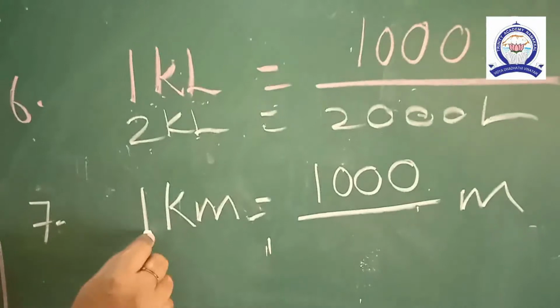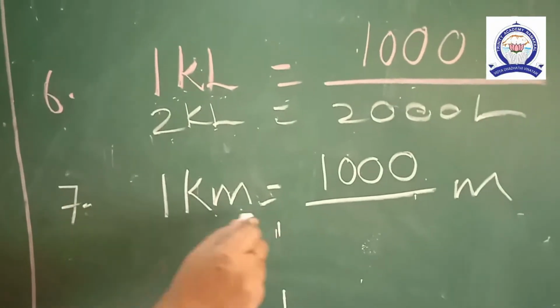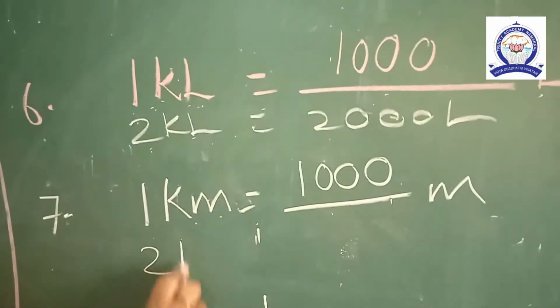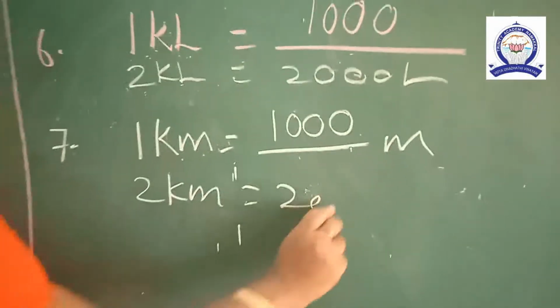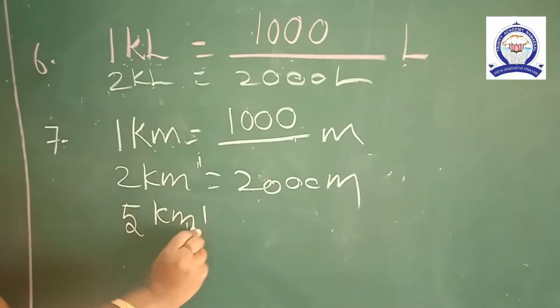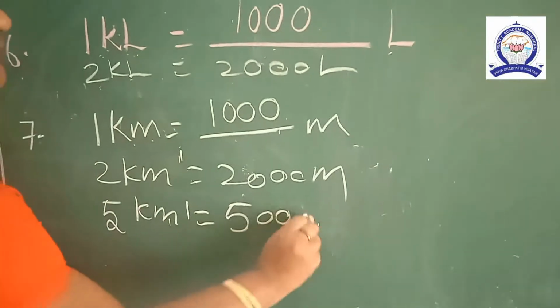Next, seventh question, 1 kilometer. 1 kilometer is equal to dash meter, 1000 meter. Similarly, 2 kilometer is equal to 2000 meter. 5 kilometer is equal to 5000 meter.